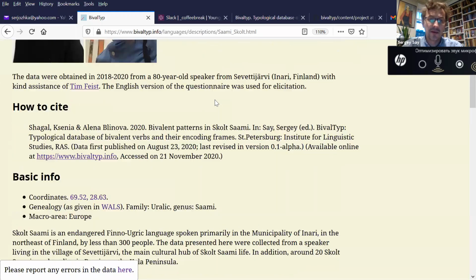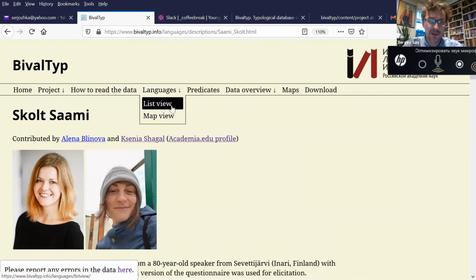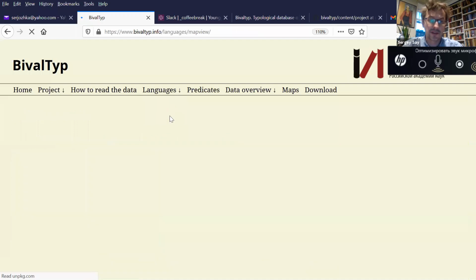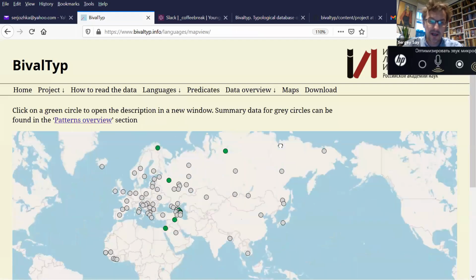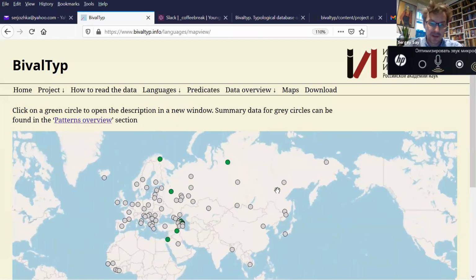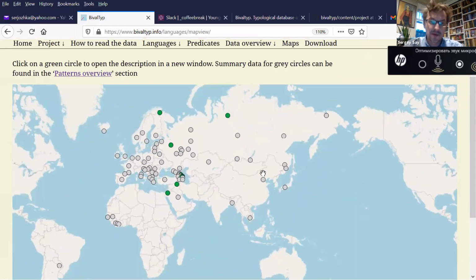We can also explore the project in the form of language lists. For example, you can take a brief look at the sample in its current form. So you see that 85 languages of the sample are mainly located in Northern Eurasia.